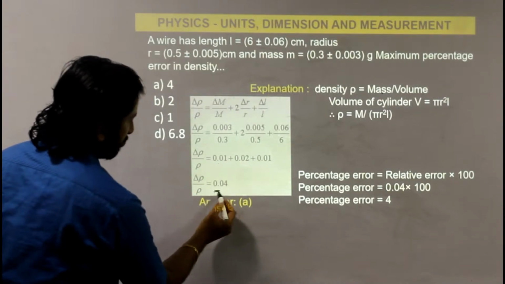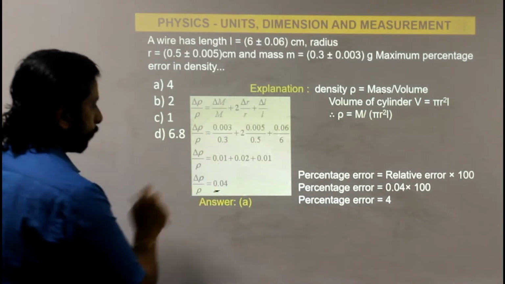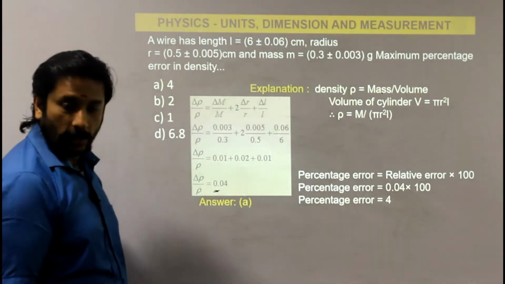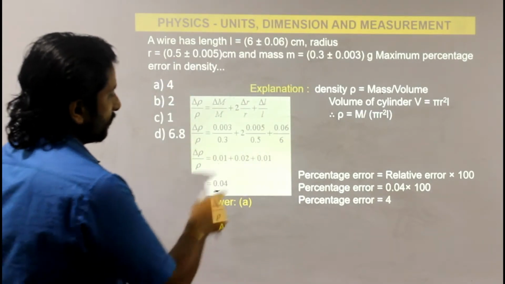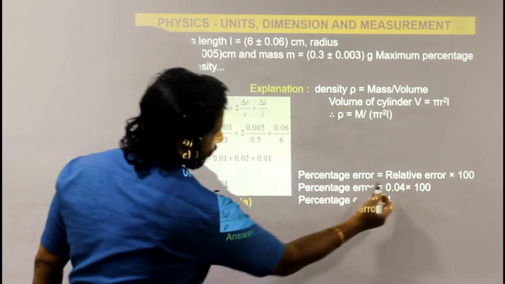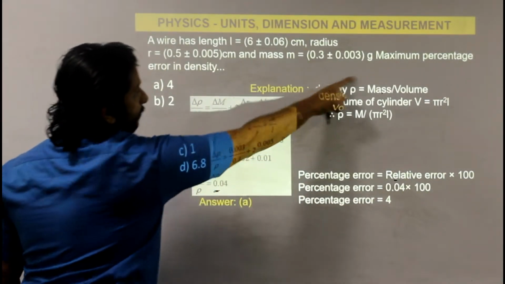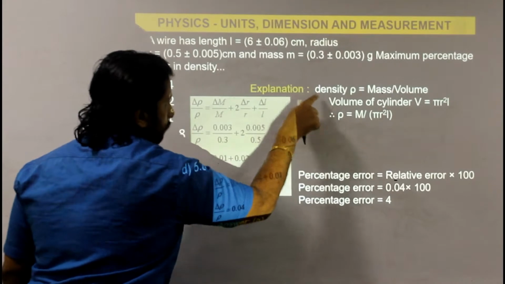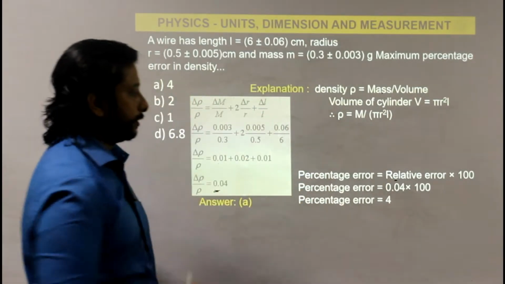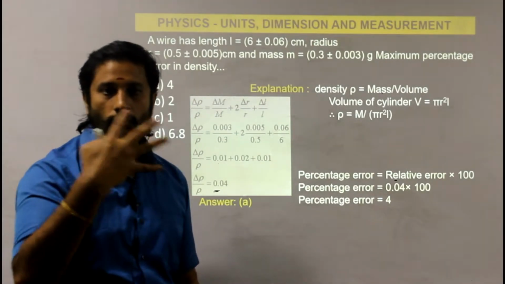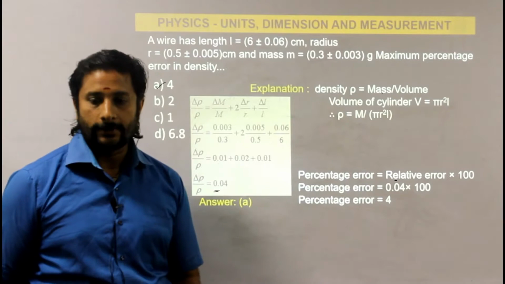So the error in density is almost 0.04. I need to calculate the maximum percentage of error. This is the formula: percentage of error equal to relative error into 100. So 0.04 into 100, so we got a percentage of error 4. The answer is 4. The option is A.